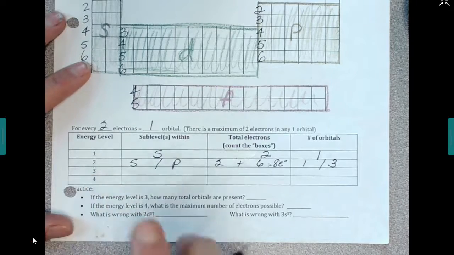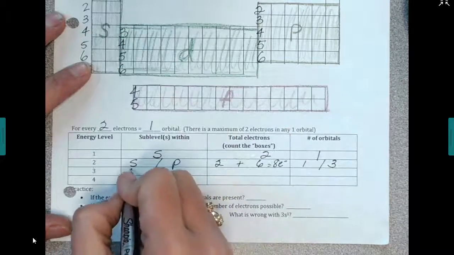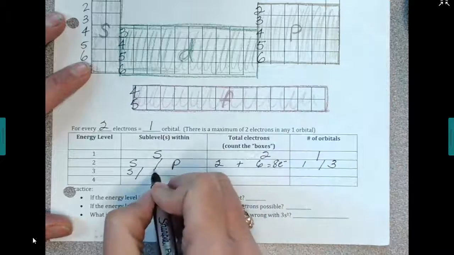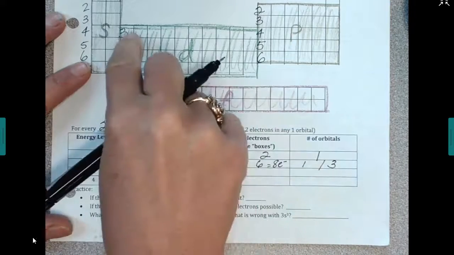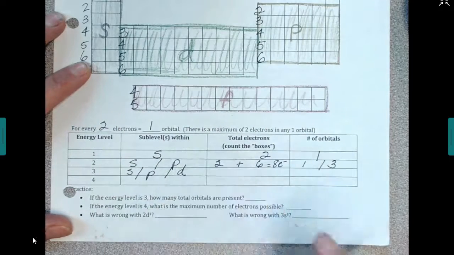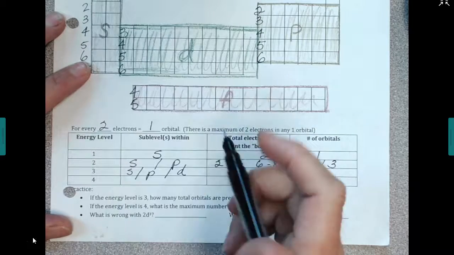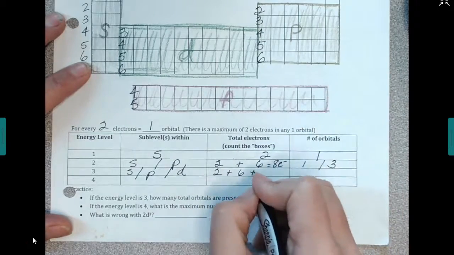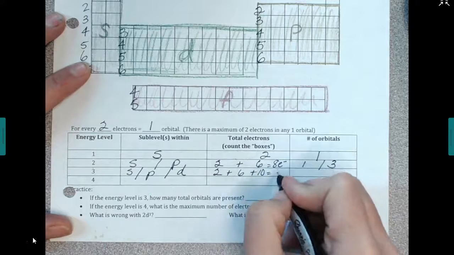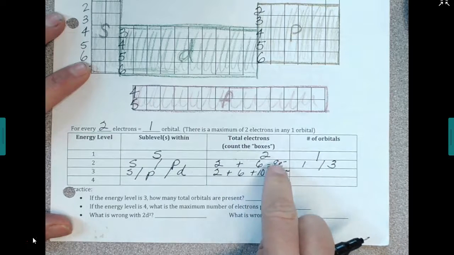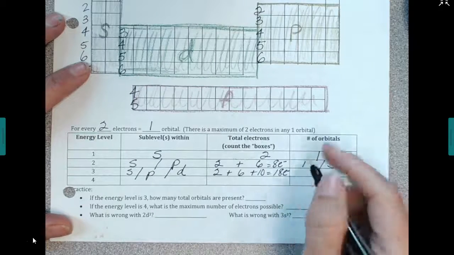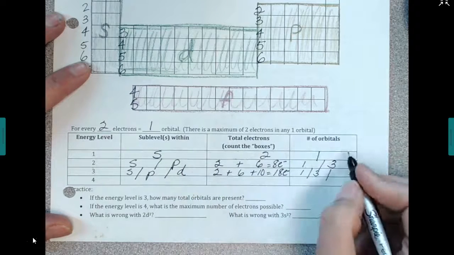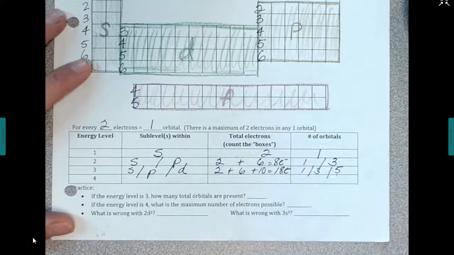Energy level 3, this one we need to be careful of. We have the S, we have the P, because I always like to go straight across the periodic table. We have the P, but this time we now have 10 in the D. Okay, so let's count the electrons. We have 2 in S plus 6 in P and 10 for a total of 18 electrons. See the pattern 2, 8, 18, just like you learned in middle school? So the number of orbitals will be 1 in S, 3 in P, and 10 divided by 2 is going to be 5 in D.